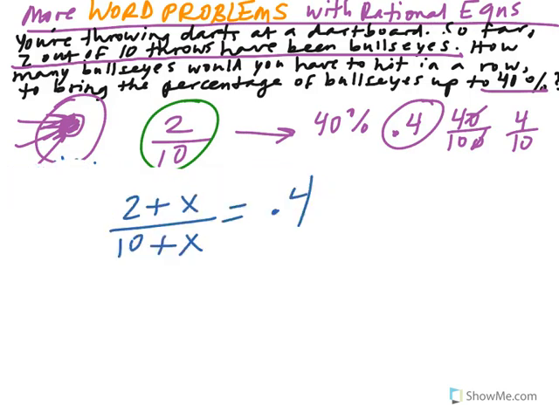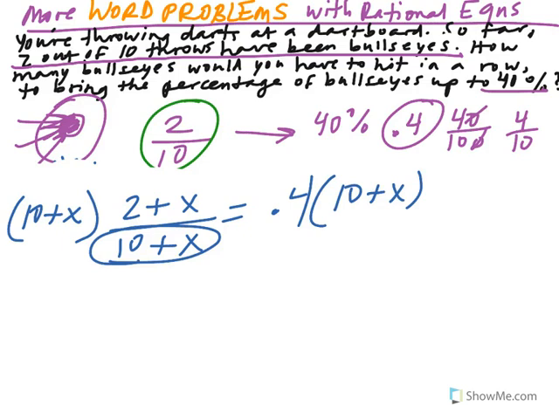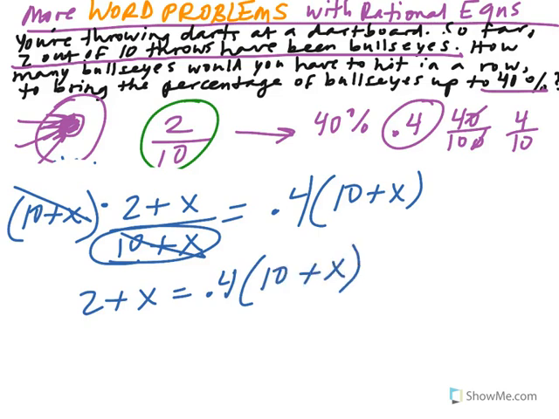Alright, so what I'm going to do is just multiply both sides by 10 plus x. Because I noticed that this denominator is 10 plus x. So if I multiply the numerator here by 10 plus x, I have a common factor and it cancels out. Alright, so then things simplify. I just have 2 plus x equals 0.4 times 10 plus x. So here we go. Distribute the 0.4. 4 tenths of 10 is 4. And I'll have 0.4 times x.